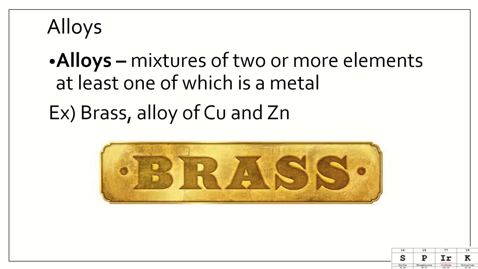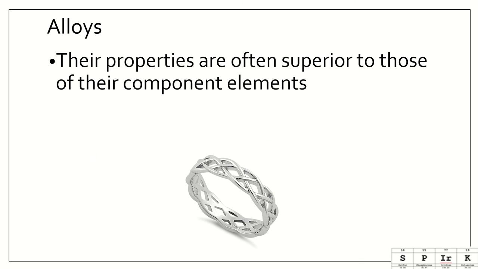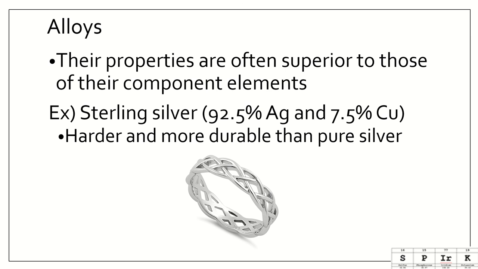Last thing we're going to talk about is alloys. Alloys are just a mixture of 2 or more elements, at least one of which is a metal. So brass is an alloy of copper and zinc, and brass is typically used to make instruments. Alloys' properties are often superior to those of their component elements. For example, sterling silver is only about 92.5% silver and 7.5% copper. It is much harder and much more durable than pure silver. Pure silver, you could crush it very easily.